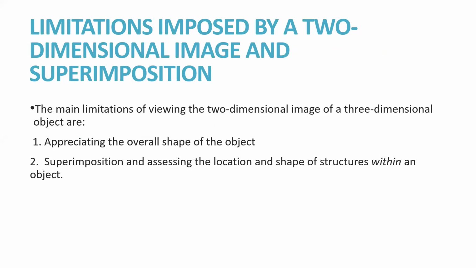So there are limitations imposed by a 2D image and superimposition. The two main limitations are that, again, you need to appreciate the overall shape of the object, because it will be superimposed on other structures. Also, there's superimposition and assessing the location and shape of structures within an object. That is another limitation.